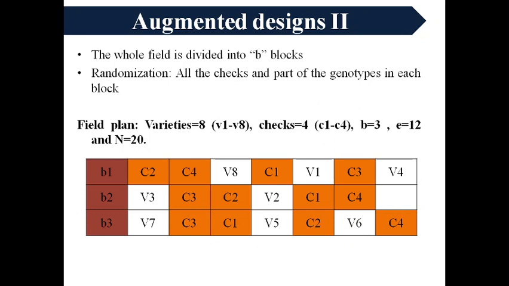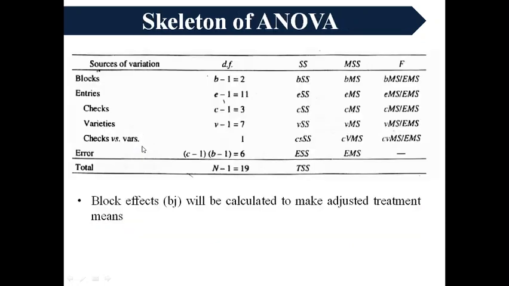See here, all 8 varieties are placed in 3 different blocks and checks are repeated in each block, so the number of plots will be 20. So this is the overall skeleton of ANOVA of augmented design, where the source of variation is partitioned into blocks, entries and checks, varieties, checks versus varieties, and error.